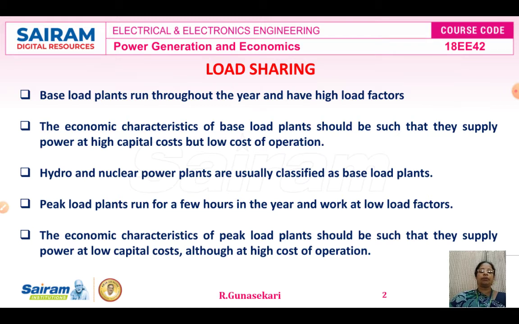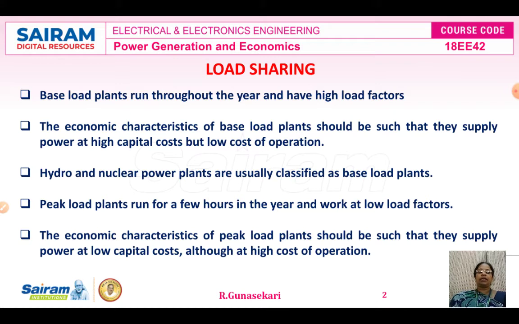The peak load power plants, such as gas turbine power plants and hydro power plants, are examples of plants which run for only a few hours in a year. Base load plants run throughout the year, but peak load power plants run only a few hours in a year, at a low load factor, whereas base load power plants work at a high load factor. This is the difference between base load and peak load plants. From this we can understand how the load sharing happens.